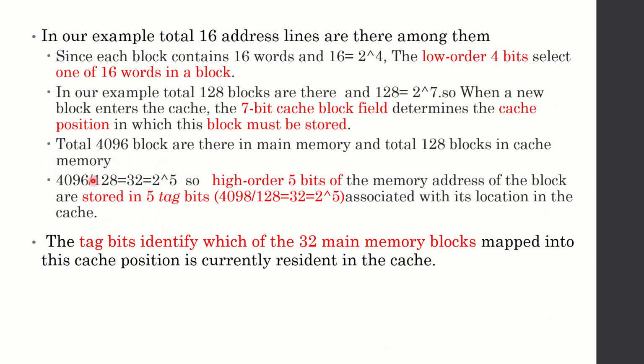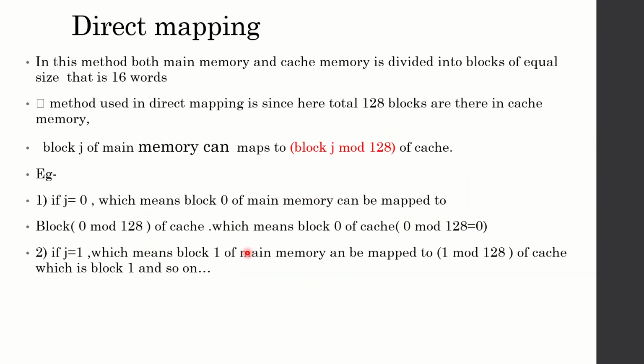tag field. So 4096 divided by 128, which means that a total of 4096 main memory blocks are there and 128 cache memory blocks are there. When we divide the values, we will get 32, that is equal to 2 to the power 5. That means that 5 bits are needed for tag fields. And as I said, the tag bits will identify which of the 32 main memory blocks mapped into the cache position currently resides in that cache. That is, at that time, which of the 32 main memory blocks resides in the cache memory block. So that is the meaning of direct mapping.